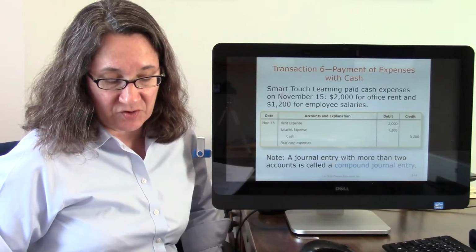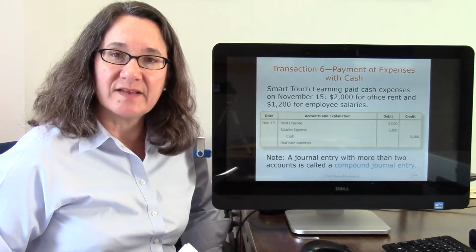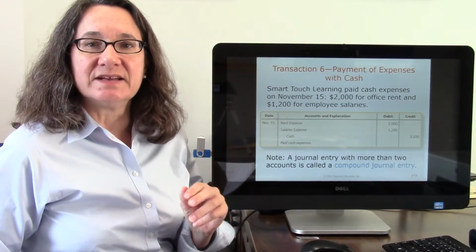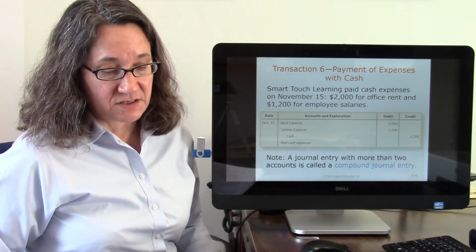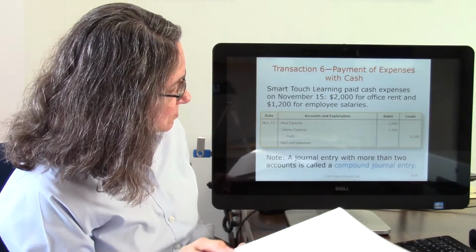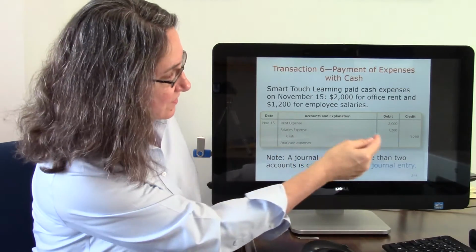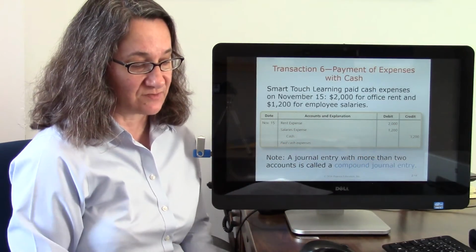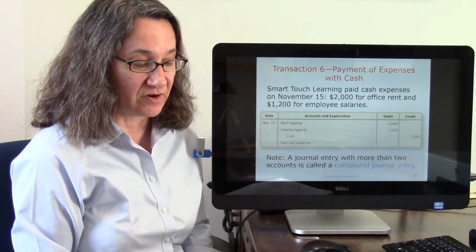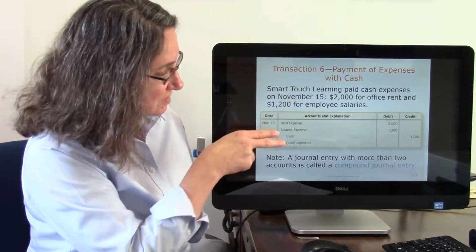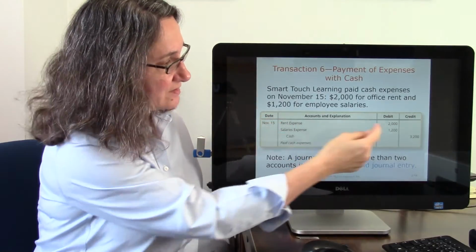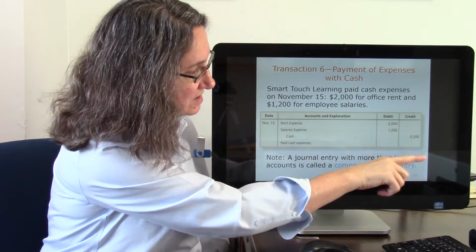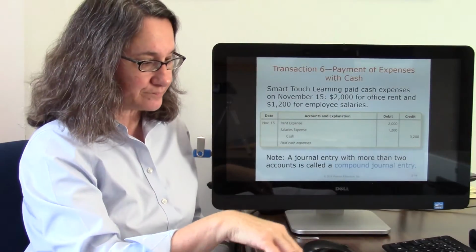This entry is a compound entry because it has 2 debits and 1 credit. So that's okay. When we say debits have to equal credits, we mean in the dollar amount. So even though there's 2 debits and 1 credit, you'll notice the total is equal. Notice the total amounts for debits equals 3,200, which is the same as the credit of 3,200. So our 2 debits are rent expense and salaries expense in their proper amounts, 2,000 and 1,200, and the cash credit, we paid out cash, so 3,200.